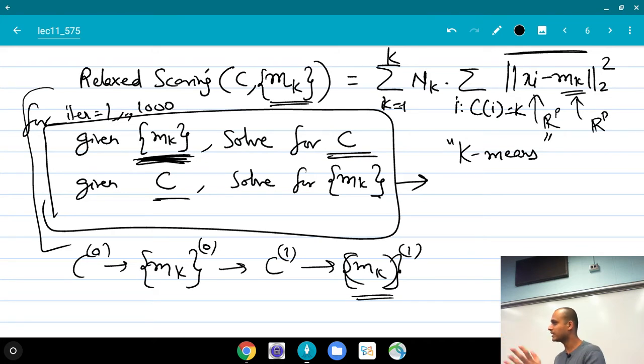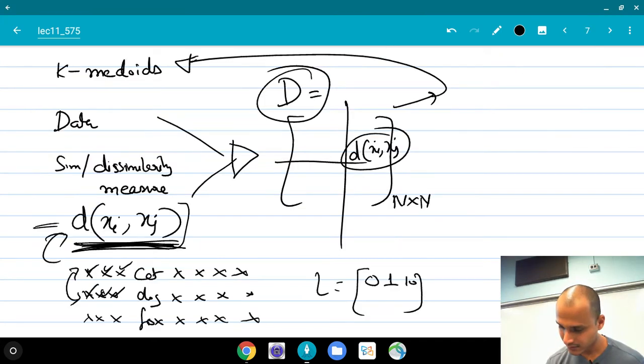New MKs are just, I know which points I've assigned to them, just the average. Right. Yeah. So that you are doing iteratively, right? Yes, this for loop. But now in your K-medoids, you are already using a distance matrix which was already calculated. You are not doing it iteratively, right?